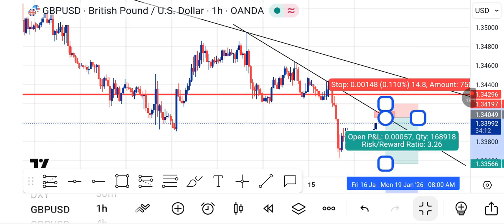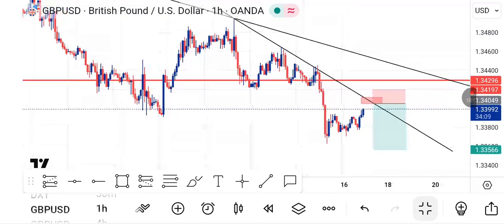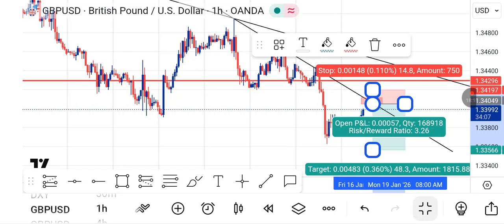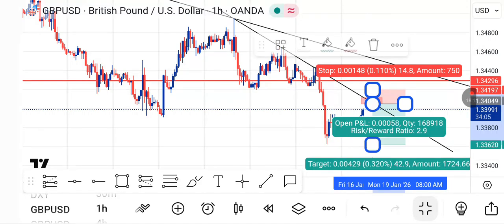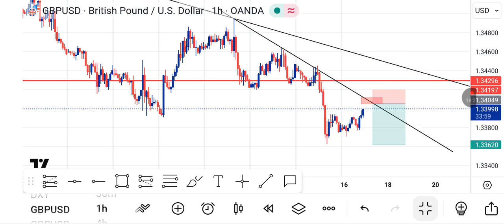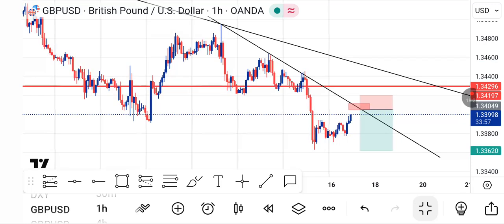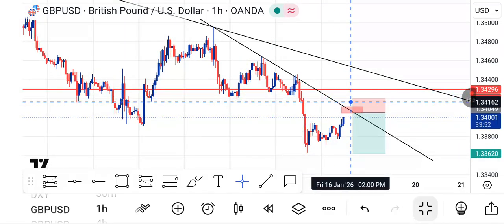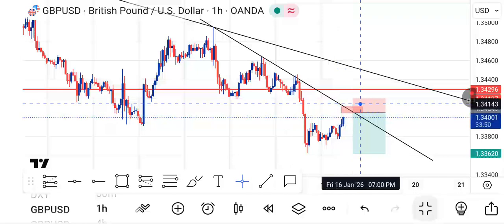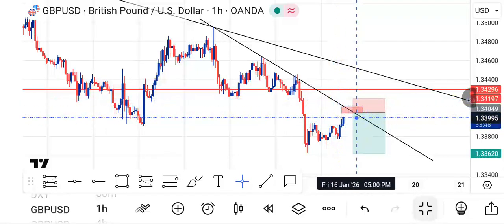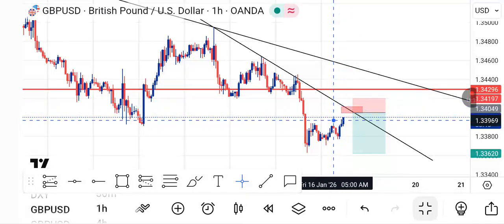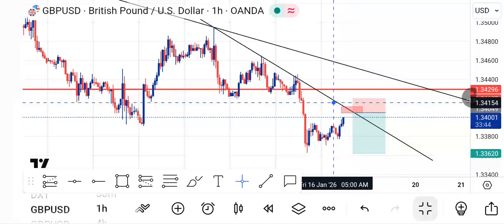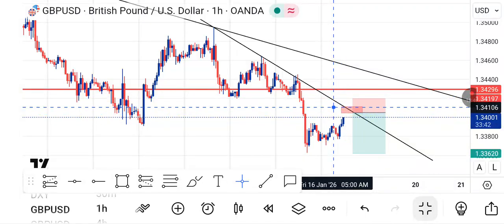This way I'm waiting for what? For a sell. At least if I should just get like 40 pips or 42 pips or whatever, I'm okay. I'm waiting for a sell of what? I want to sell pounds USD. This way I want to sell it.